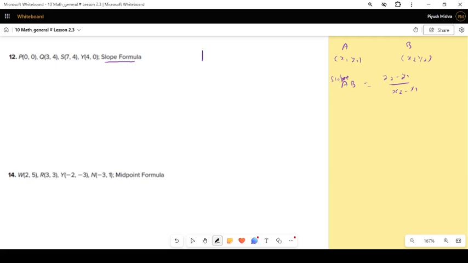For that, firstly I am making a figure and I will be naming it. P, the coordinate is 0, 0. Next is Q, 3, 4. Then S, 7, 4. And Y is 4, 0. Okay, so I'm going to find the slope.